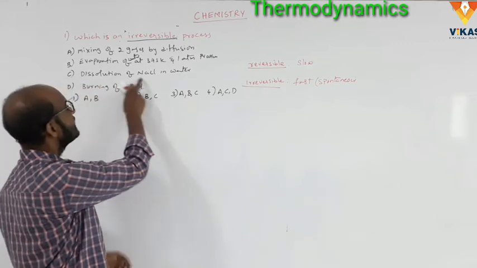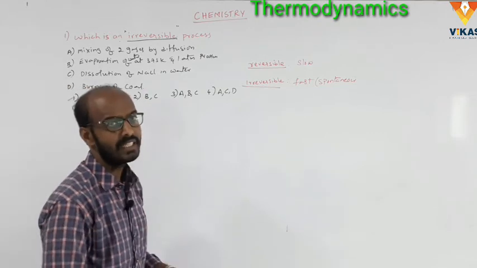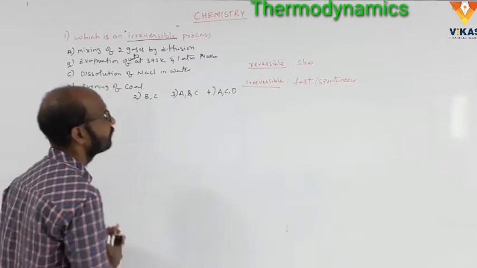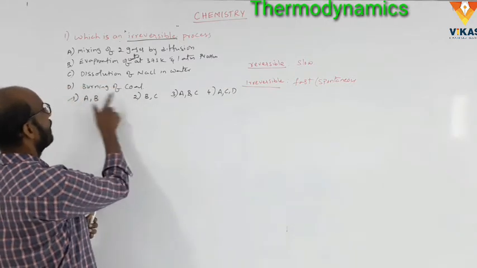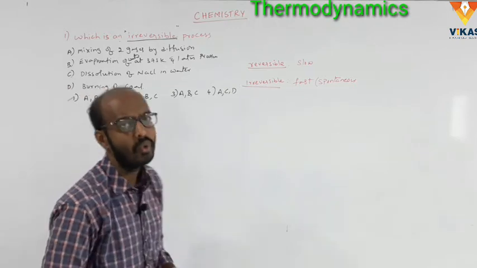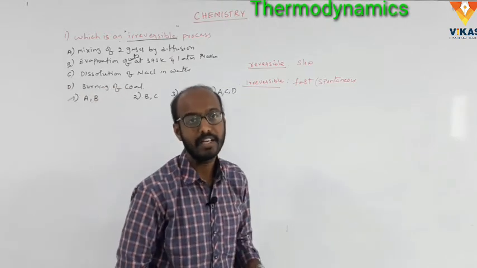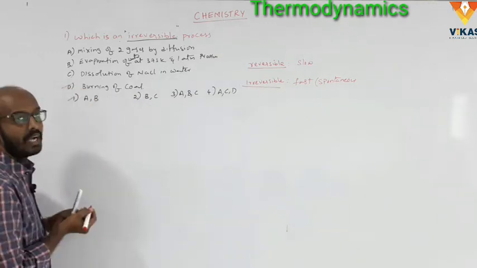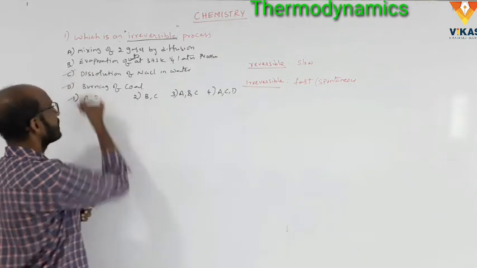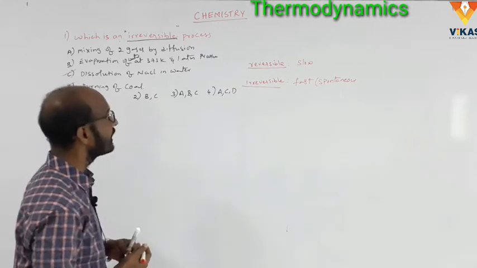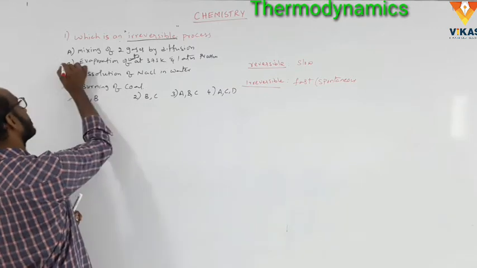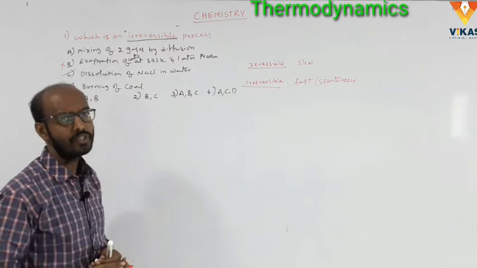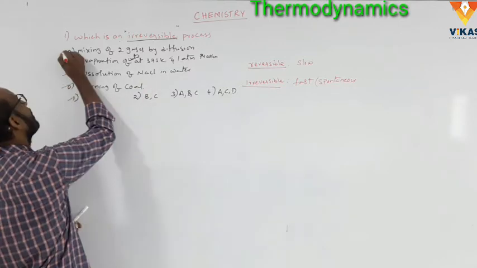We heat the water up to 373 Kelvin, and then evaporation happens. That is the slow process. And next one, dissolution of NaCl in water. We take the NaCl and simply dissolve it in water. That is a fast, spontaneous process. And burning of coal, we just burn the coal easily. That is a fast process. Dissolution of NaCl in water is a fast process. Evaporation of water at 373 Kelvin and 1 atmosphere is a slow process. And mixing of two gases by diffusion is also a fast process.